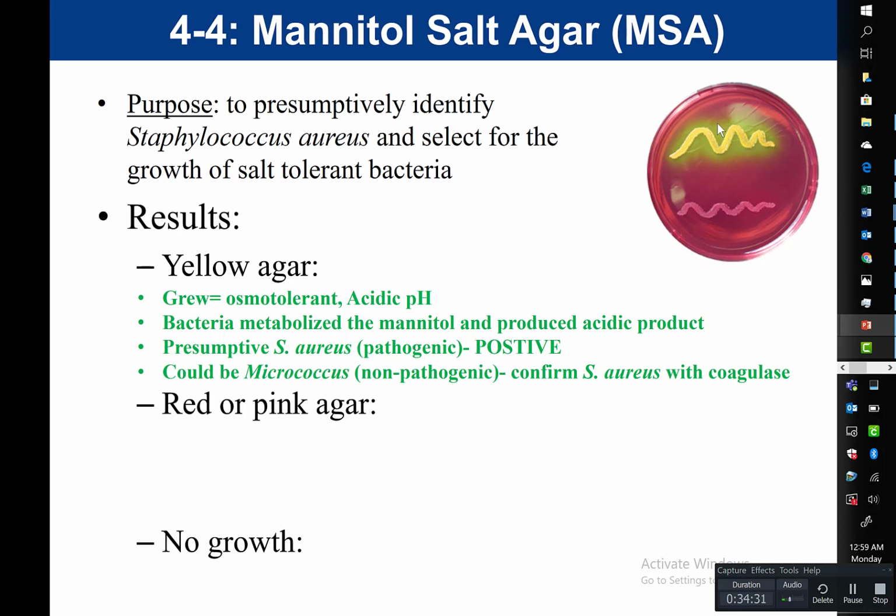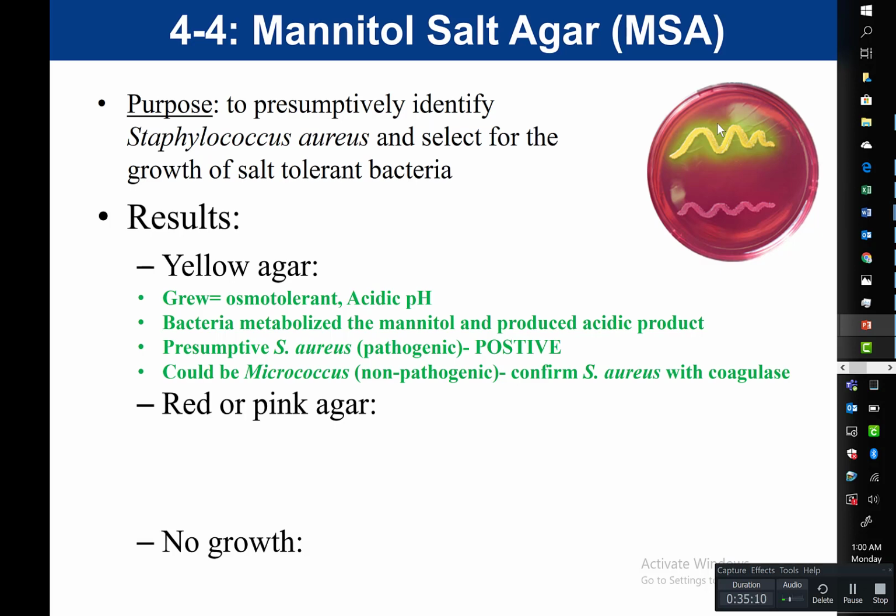And that confirmatory test is going to be our coagulase test. Because remember that about 97% of all Staph aureus is going to be coagulase positive. That's the one that's going to make the bacteria pathogenic. So Micrococcus would be coagulase negative, while Staph aureus would be coagulase positive. So yellow agar, we know that the bacteria is osmotolerant. We know that the pH is acidic, which tells us that bacteria fermented the mannitol and produced the acidic products. Again, presumptive identification for Staph aureus.